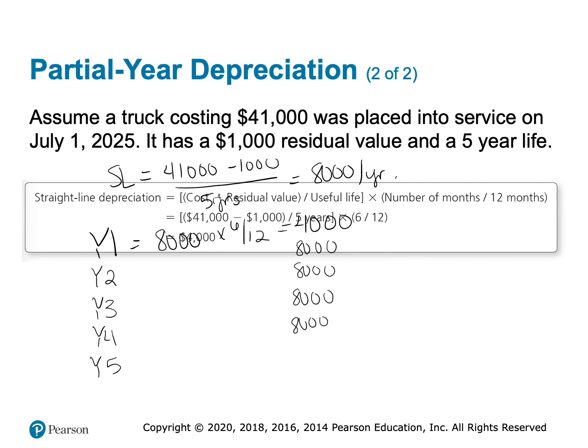But notice, this isn't really the last year because at this point, I've only used the asset for 4.5 years, not a full 5 years. So when I don't use it that full first year, I'm going to go into year 6. And in year 6, I'm going to say this is 8,000 times the other half. So this would be $4,000 again in that year 6.